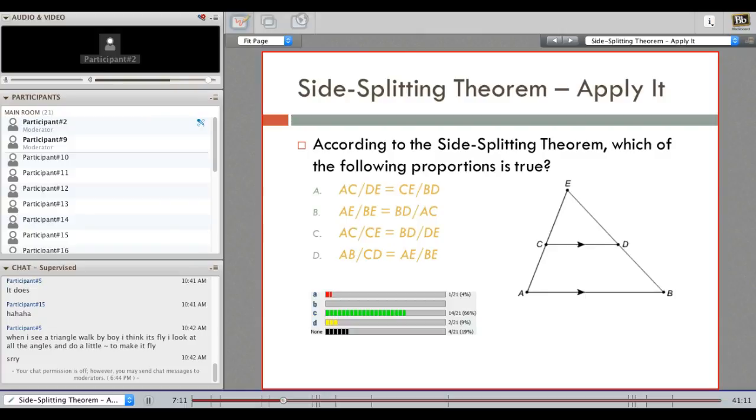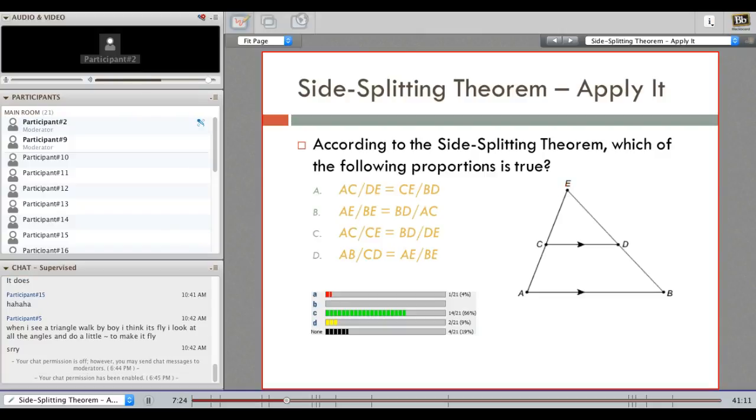Okay, let's take a look at A and D. Those were the other two answer choices. So let's see. A was AC over DE. Why do you think A isn't correct? And can anybody help? For those that put A, can you guys help them out? Why would this one not be correct? You can either type it in or jump on the mic.